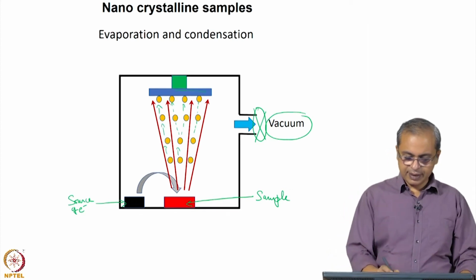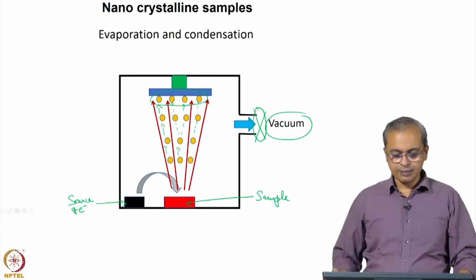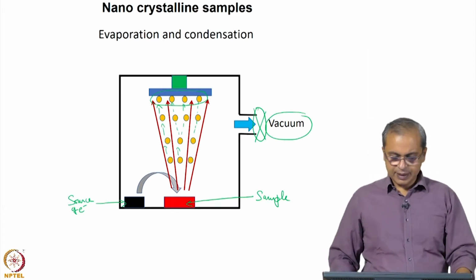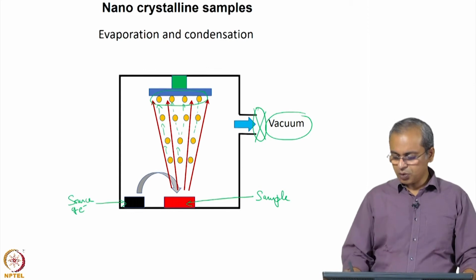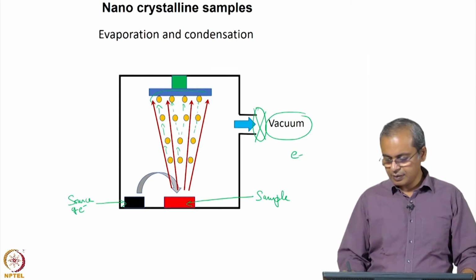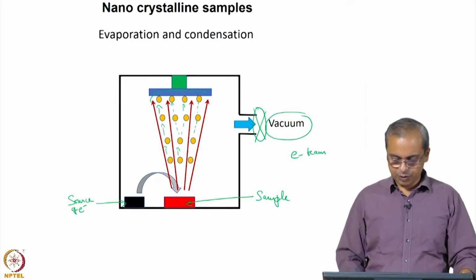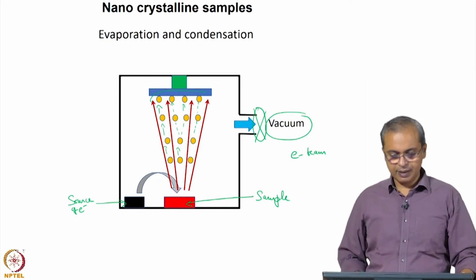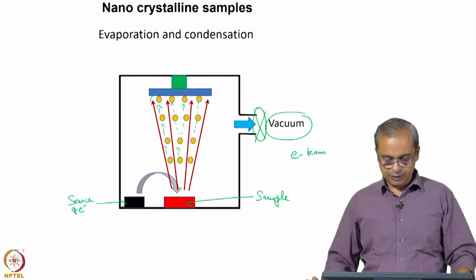And once again you get this condensation. So, this is an evaporation and condensation process which uses an electron beam. So, this is called E-beam evaporation, E-beam based evaporation process. Okay. So, that is how we get this evaporation condensation process.